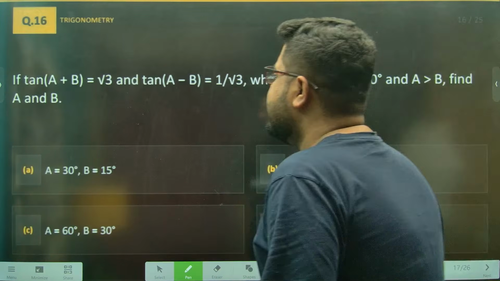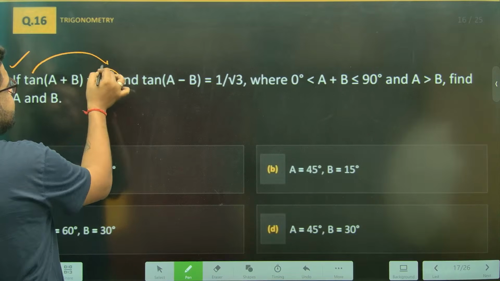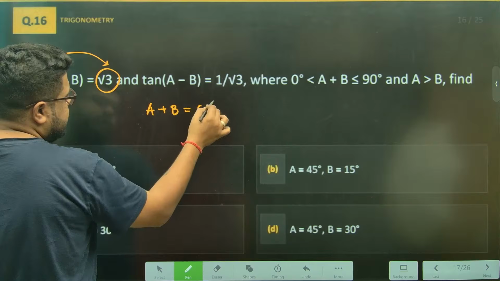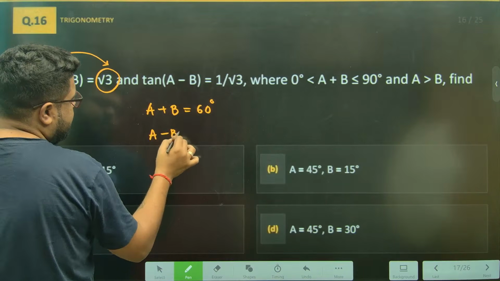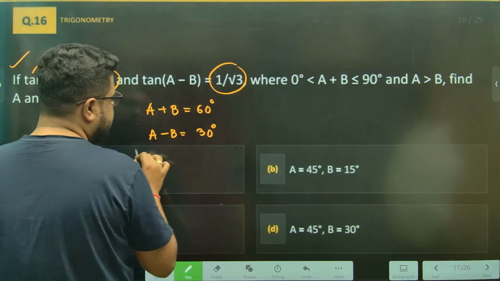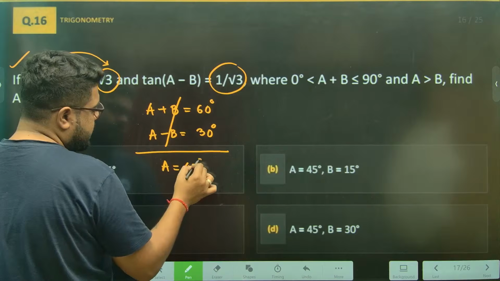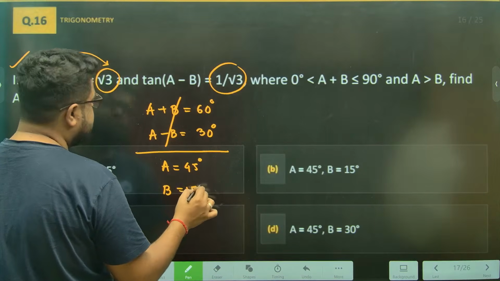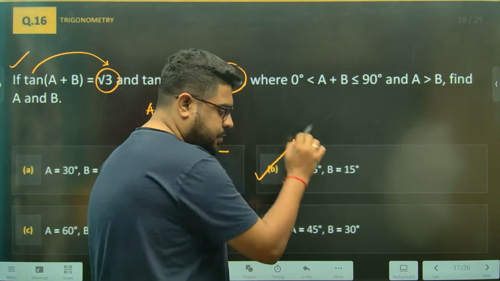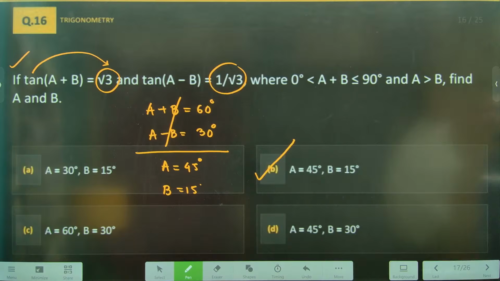Chalo, next one. Again, a very famous question. Tan of A plus B is root 3. Tan cancels. This is tan 60. So ultimately the equation is A plus B is equal to 60 degrees. Sir, A minus B will be how much? Similarly, this is tan 30 degrees. So tan cancels. A minus B is 30. So again, 2A is this. A is 45. So B naturally will be 15. Find A and B: 45 and 15. Option B is most definitely your correct answer.